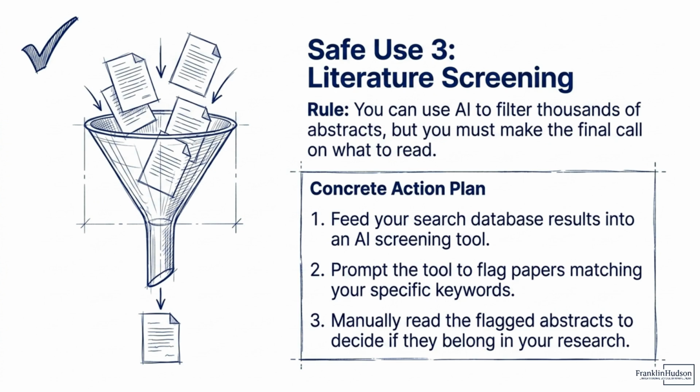Your concrete action plan is to feed your search results into an AI, allow it to flag potential matches, and then, crucially, manually read the abstracts yourself. The final decision to include a study in your synthesis must be yours. AI can help you find the literature, but only your human expertise can determine the relevance, quality, and theoretical fit of a paper within your specific research framework.